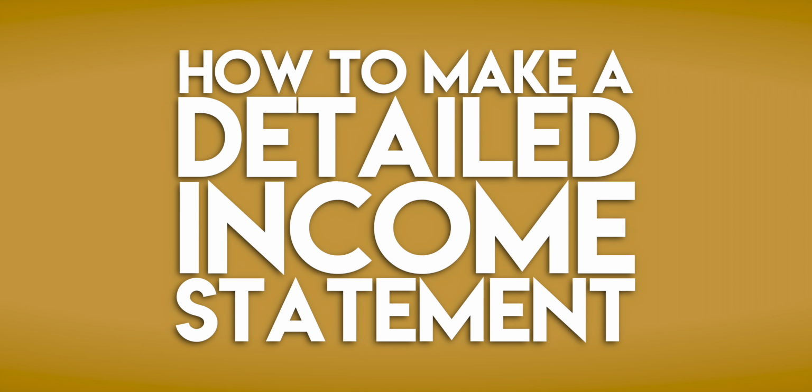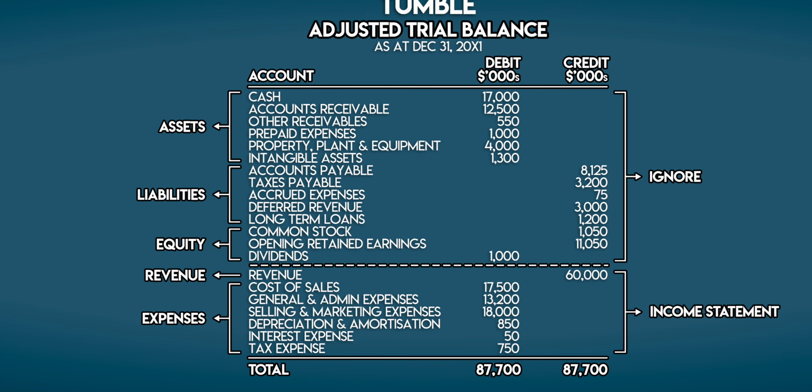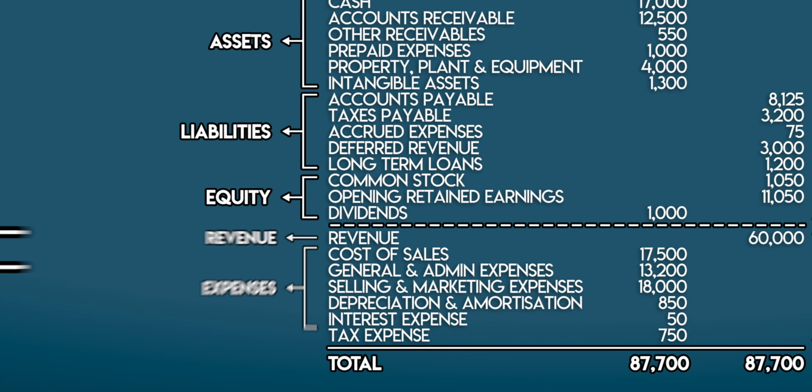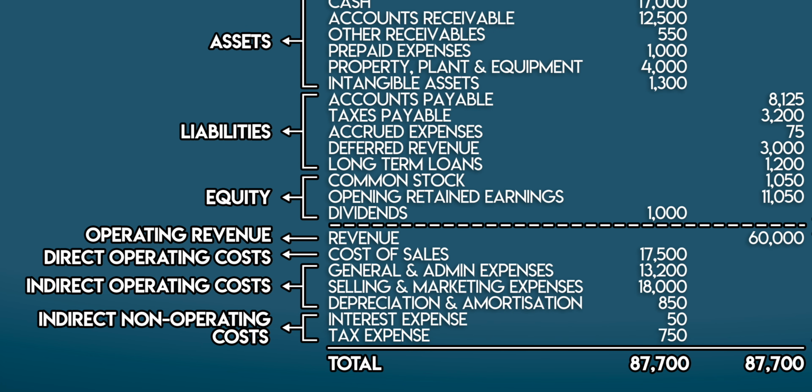The method is pretty much the same. If we go back to Tumble's adjusted trial balance, then all we need to do is categorize their expenses like we did before. Cost of sales is a direct operating cost. General, administrative, selling, marketing, depreciation, and amortization are all indirect operating costs. And finally, interest and tax expenses are indirect non-operating costs.